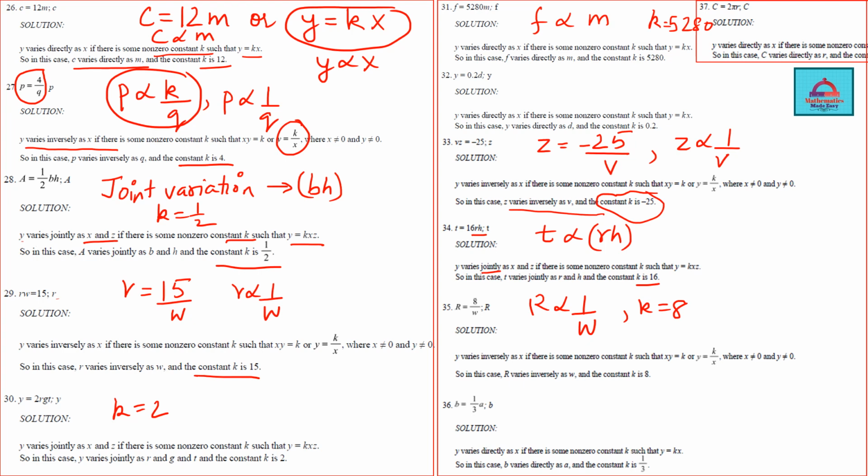Next one, B is varying directly as A. Now this is a tricky question. If you see B is equal to A by 3, there is a denominator, but the number is there. There is no variable. Variable is coming on the top only. So when it is like this, it will be B varies directly with A, and the value of k is going to be this number 1 by 3. So that's your constant of proportionality.